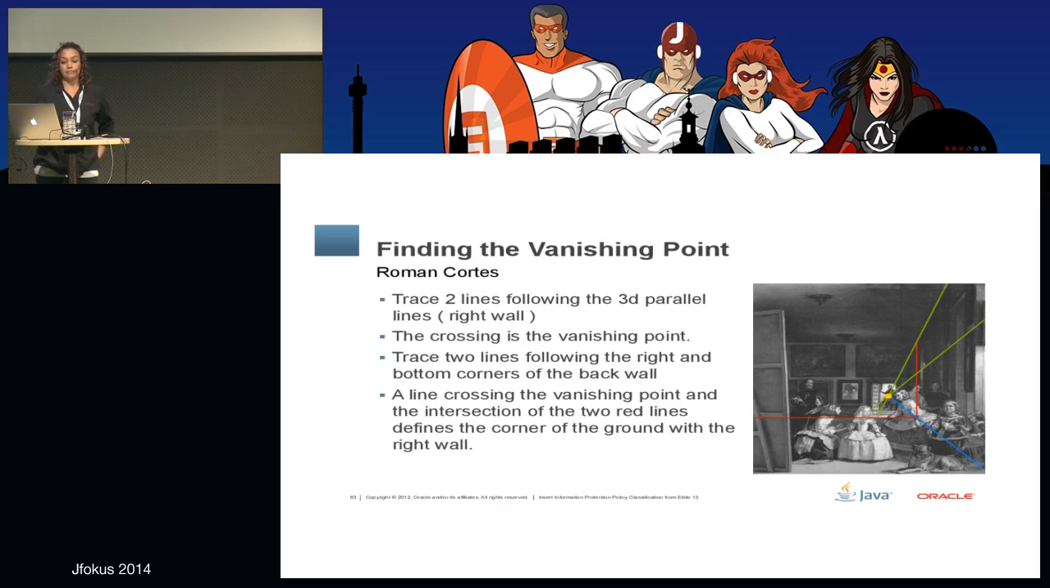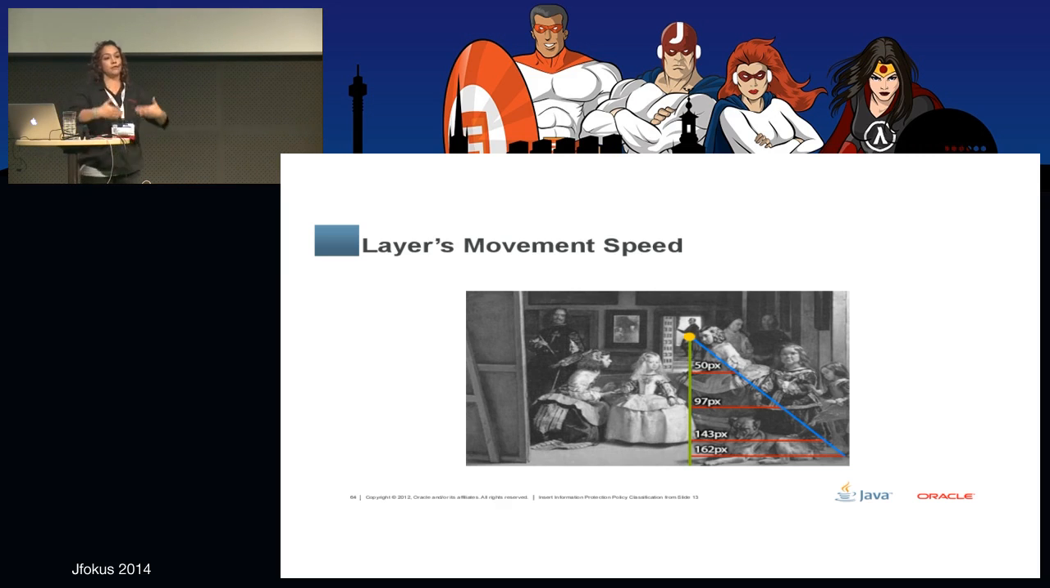There's a very nice article from Roman Cortez that tells you how to get the vantage point, which is what things move in relation to. In my case, I'm using myself, so I didn't need to. Pretty much what you end up doing is a bunch of layers, and depending on how close a layer is to that vantage point, it will move faster. In my case the vantage point is me, so the closer the layer is to me, the faster it will move.